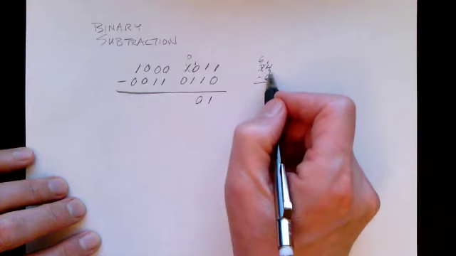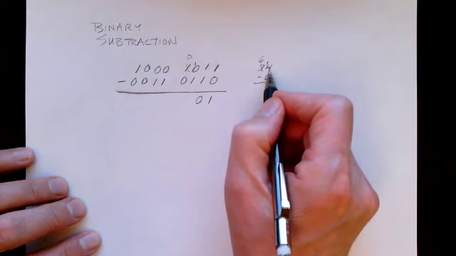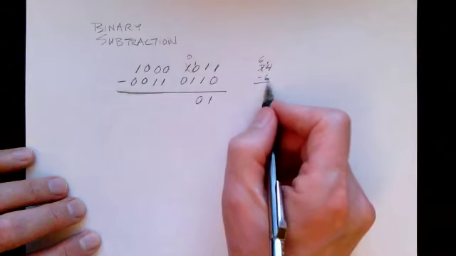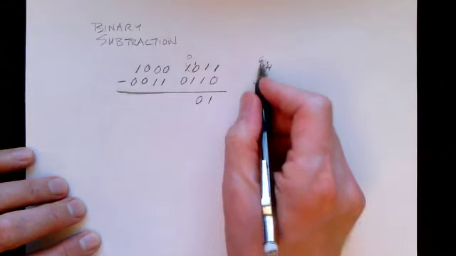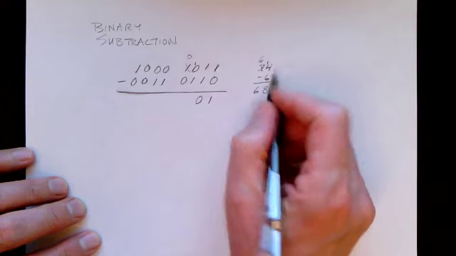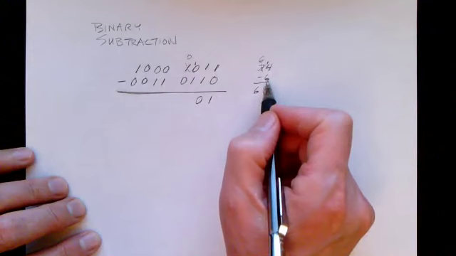You can think of 74 as 7 tens and 4 ones, or you can think of it as 6 tens and 14 ones. Okay, so now you can take these 14 ones, subtract off 6, and we get 8, and then 6 minus 0 is 6. So there's what we do with decimal numbers.